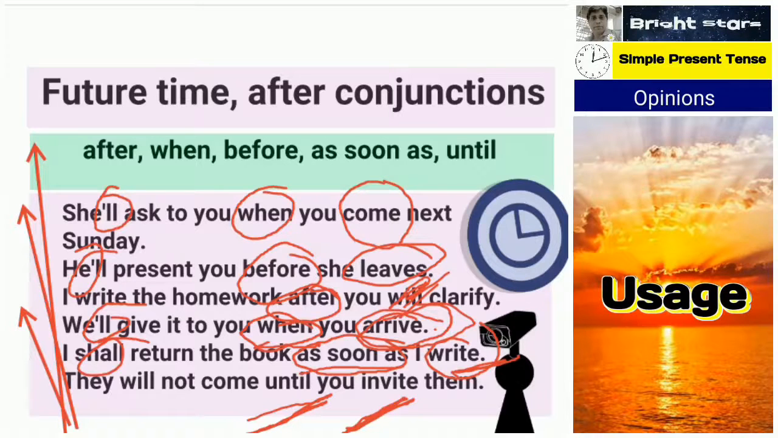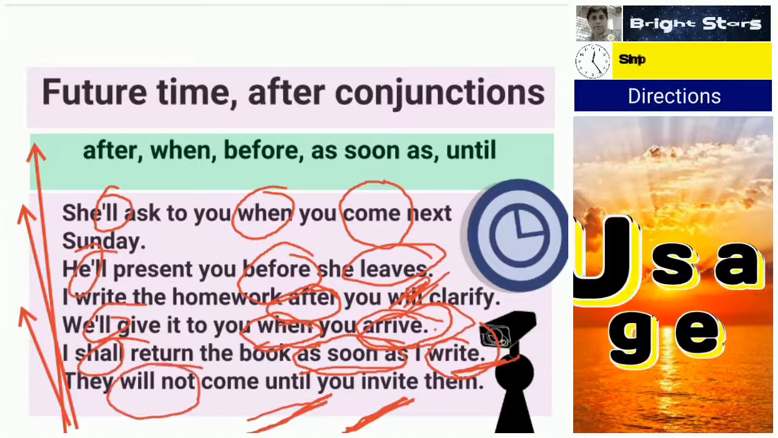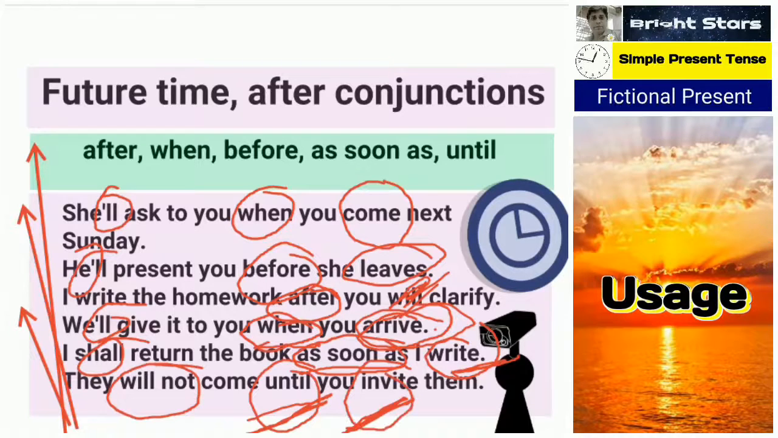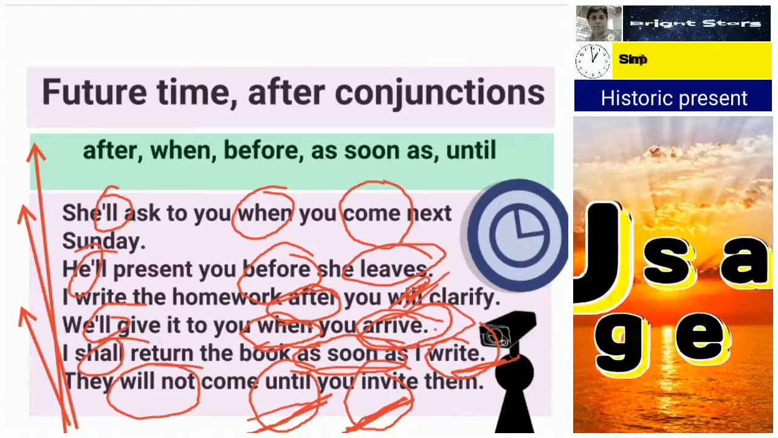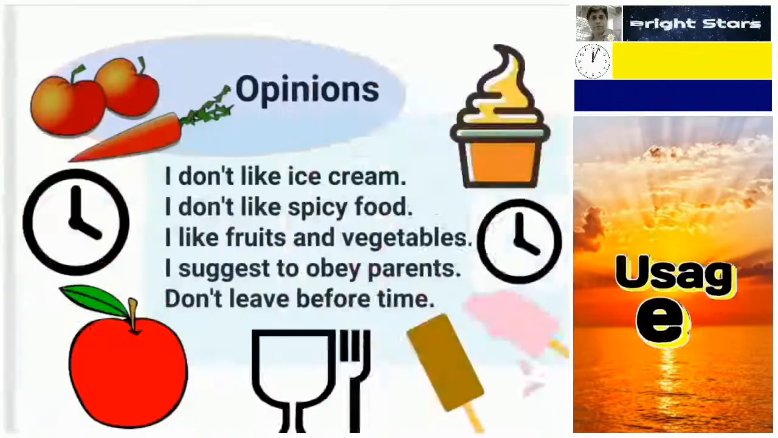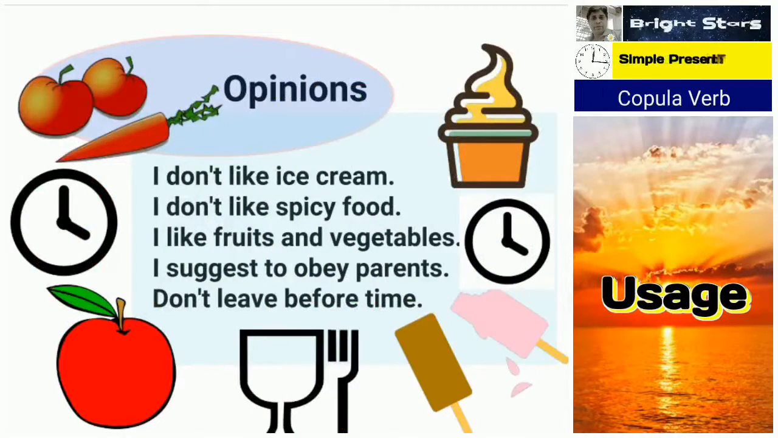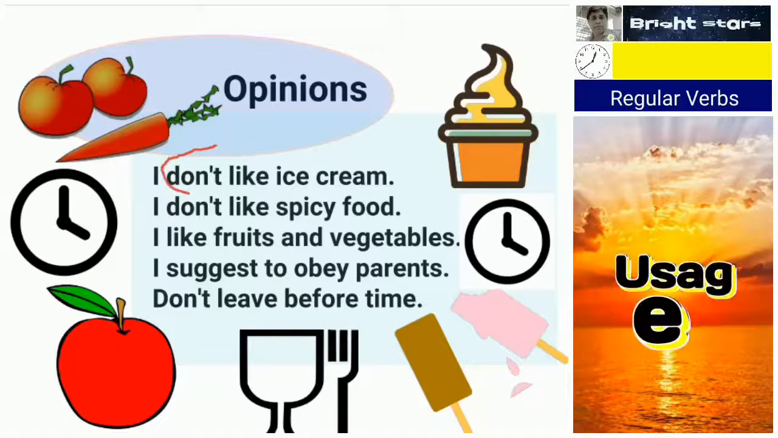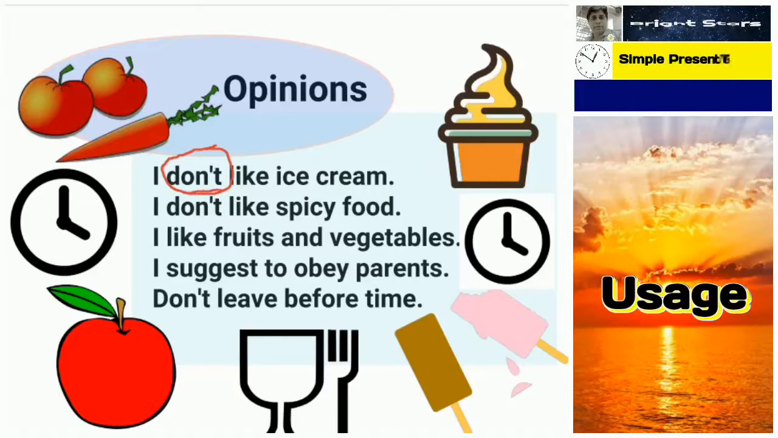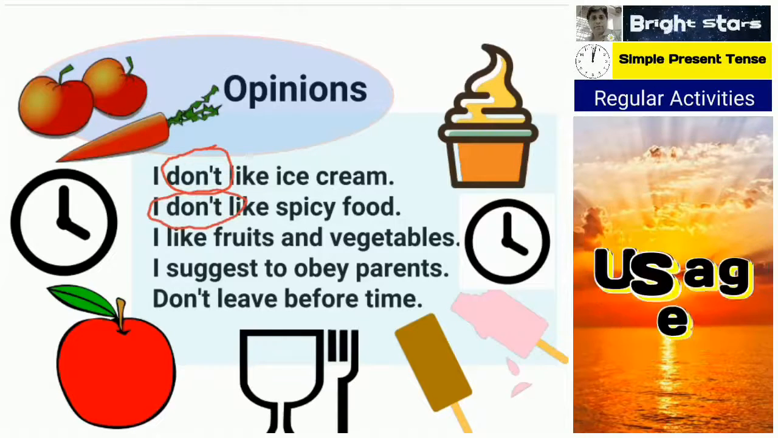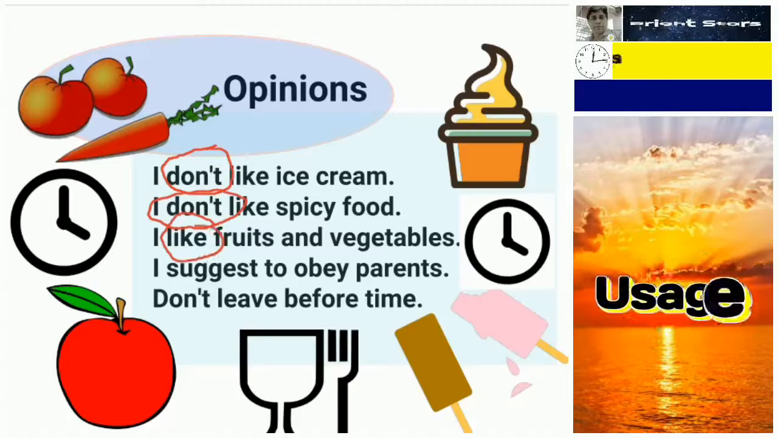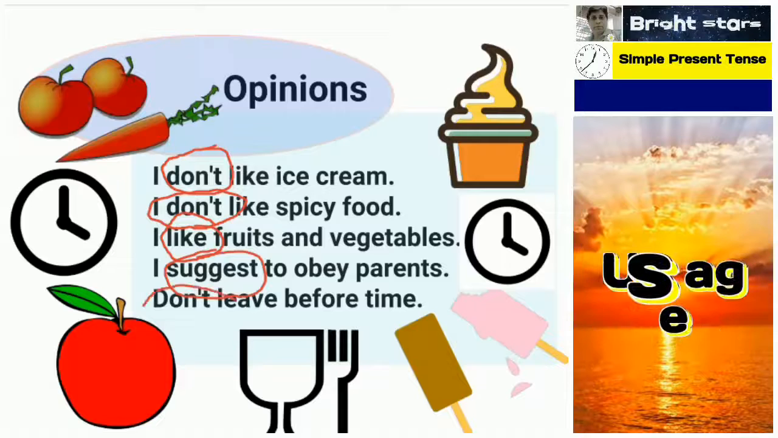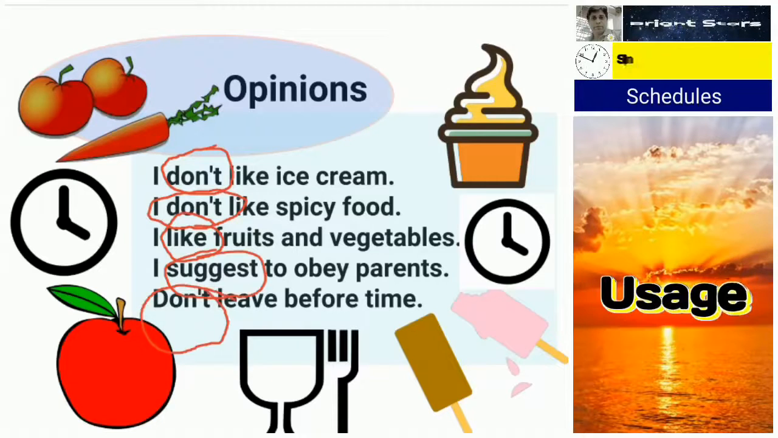Don't forget, they will not come, will not in this future tense. But until is a conjunction, so we use the simple present. This you don't forget, very important. For opinions also, we use the simple present tense. You can see here: I don't like ice cream, I don't like spicy food, I like fruits and vegetables, I suggest to obey parents, don't leave before time.